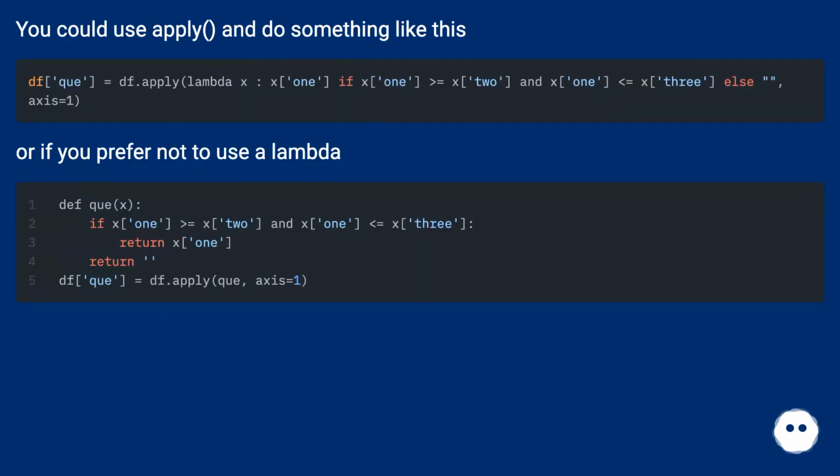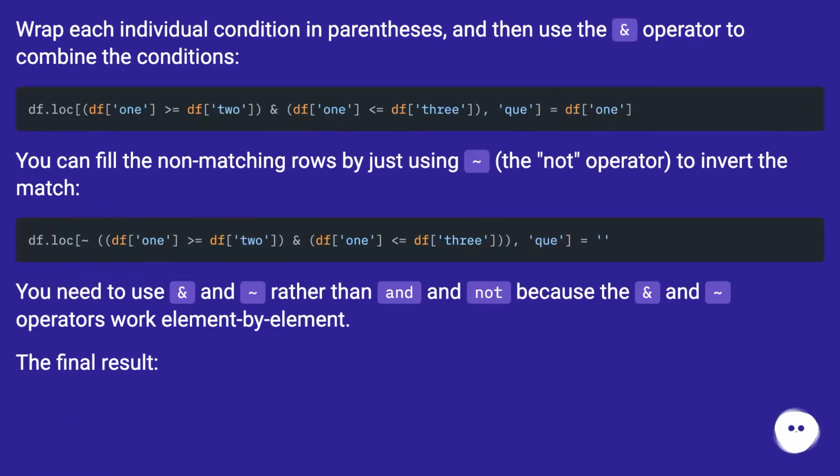You could use apply and do something like this. Or if you prefer not to use a lambda. Wrap each individual condition in parentheses and then use the AND operator to combine the conditions. You can fill the non-matching rows by just using tilde, the not operator, to invert the match. You need to use AND and tilde rather than AND and not because the AND and tilde operators work element by element. The final result?